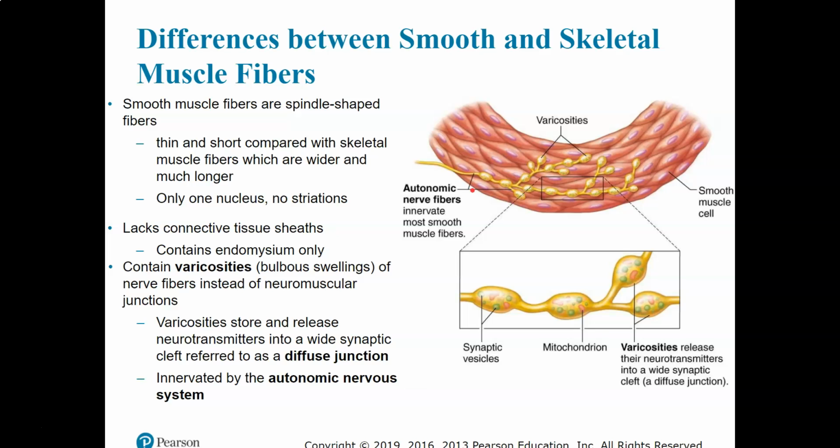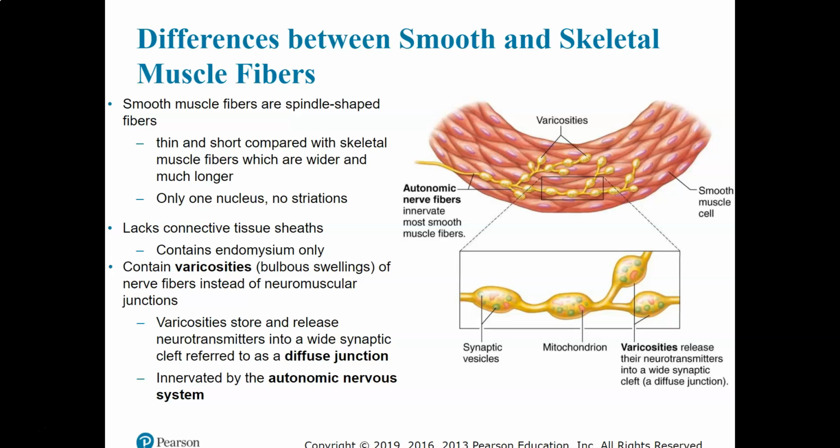When we look at the differences between smooth muscle and skeletal muscle fibers, smooth muscles are these relatively short, spindle-shaped fibers, whereas skeletal muscle fibers are going to be long and cylindrical. Smooth muscle is also going to be uninucleate and not have any striations. Instead of the 3 layers of connective tissue sheaths that we see in skeletal muscles, smooth muscles are only going to have the endomysium around individual cells.